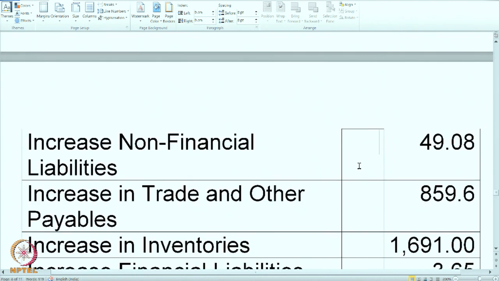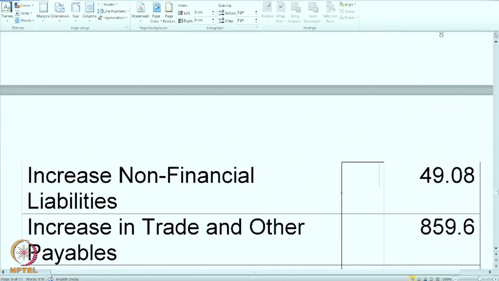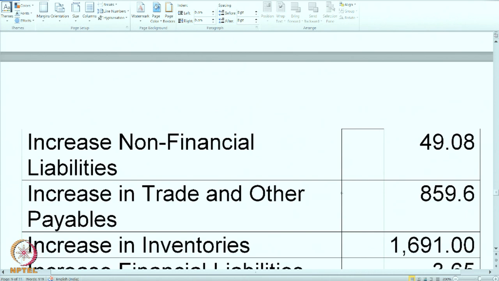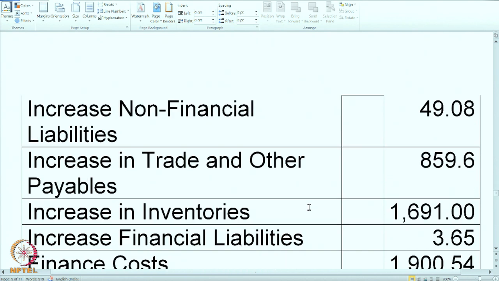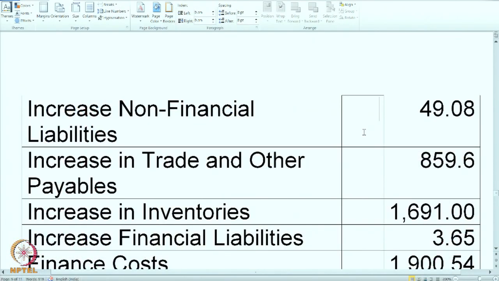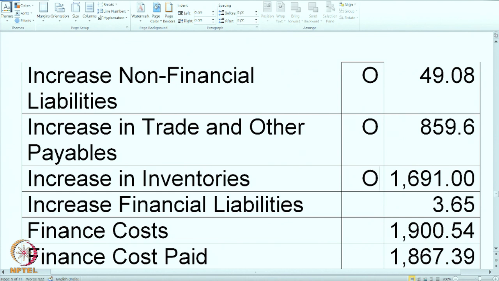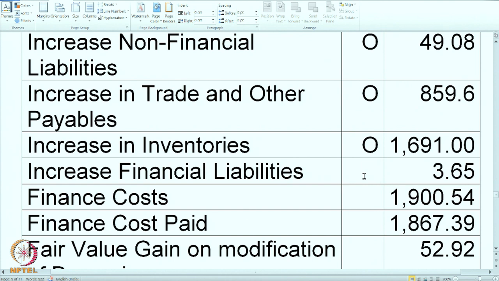Increase in non-financial liabilities, this is only an increase in liability. So, should we ignore it or should we take it? Increase in trade and other payables, increase in inventory, should we take it? We should, because it is a part of operating items. We know we start with PBT, do adjustments for non-operating items, then do adjustments for working capital items. So, working capital items like trade debtors and creditors should be considered under O. Either you mark it as working capital or you can mark it as O. Right now, I am just marking it as O. Increase in inventory also is O. Increase in financial liabilities also is O.